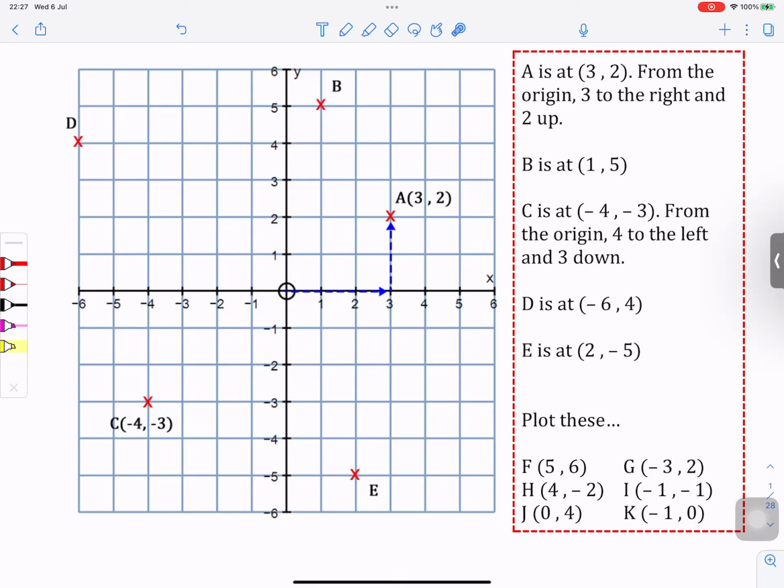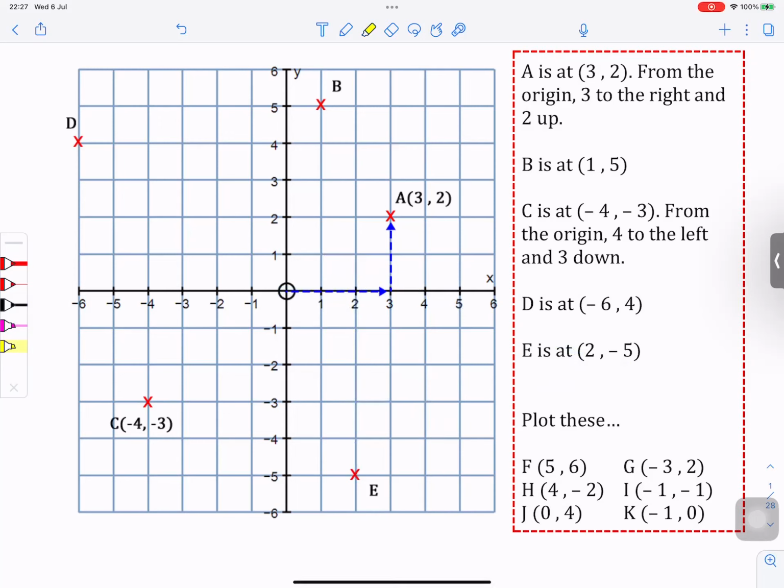Minus 4, minus 3. And the point D is at minus 6, 4. D is at minus 6, 1, 2, 3, 4, 5, 6, minus 6. And plus 4, 1, 2, 3, 4, plus 4. Minus 6 to the left and plus 4 up. The point E is at 2 to the right, so that's plus 2 and minus 5 down. 1, 2, 3, 4, 5, minus 5. So plus 2 to the right and minus 5 down.